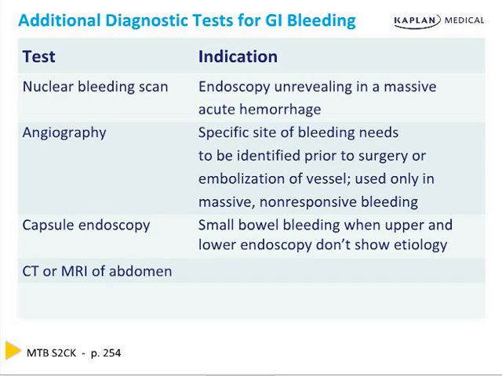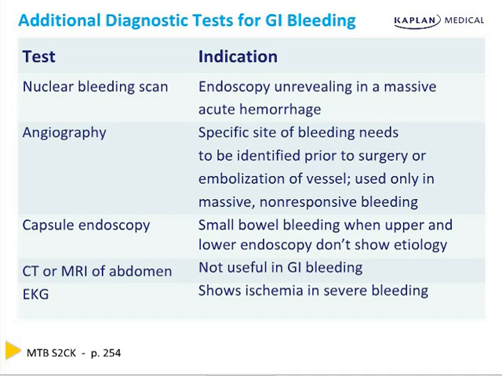A CT and MRI of the abdomen, well, they're pretty much useless in GI bleeds. An EKG, however, can show ischemia in severe bleeding and give you an idea of how well you're doing in controlling the hemodynamics.